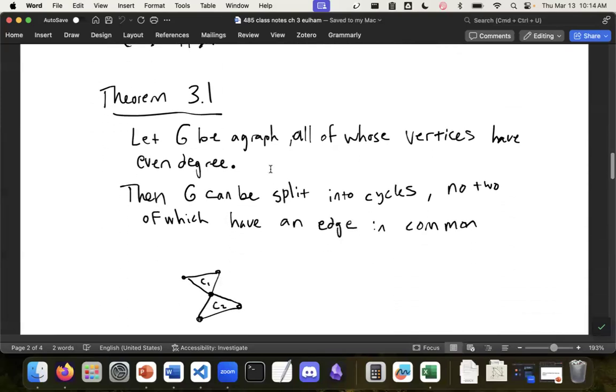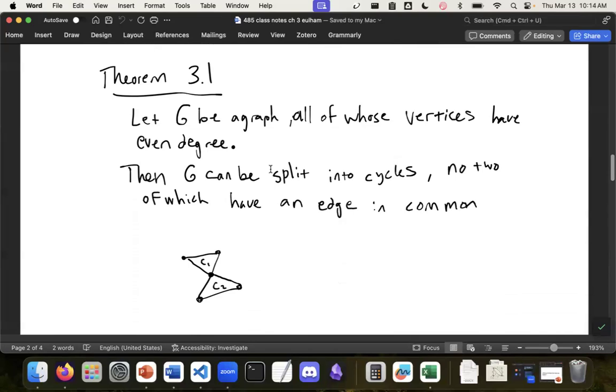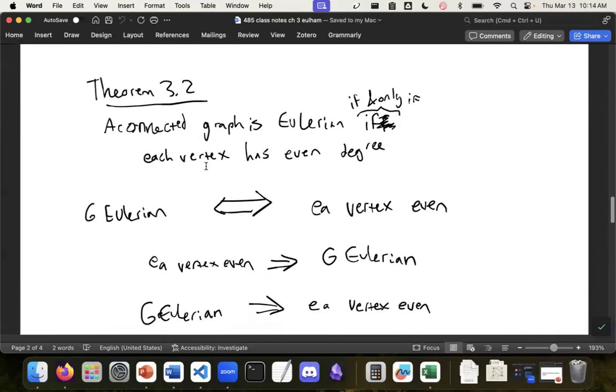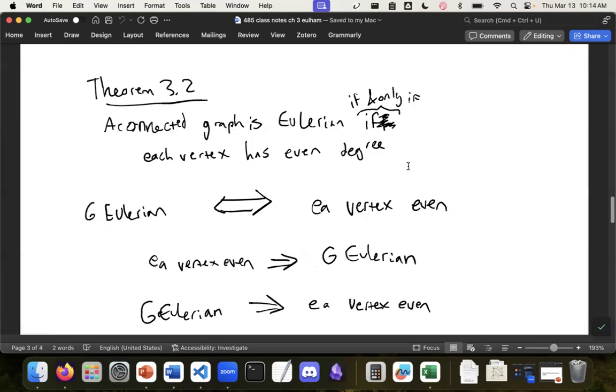So we talked about Eulerian first, where we looked at what sort of restriction can we put on graphs? What sort of definition can we have to say whether it's Eulerian or not? And the one we ended up coming up with is every vertex has to have even degree. So every vertex has to have an even number of edges incident to it.